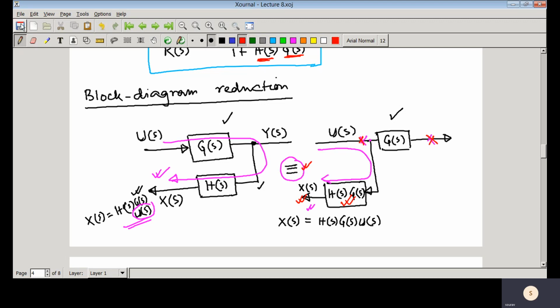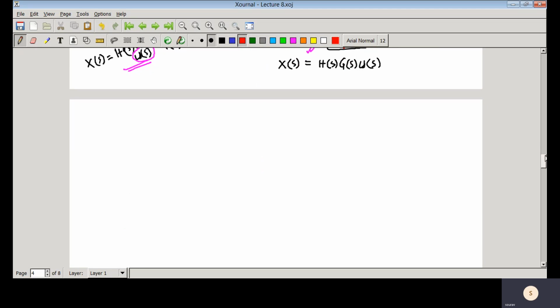So let us see the other case. If you have a block diagram like, so this is G(s), now suppose you have that comparator.